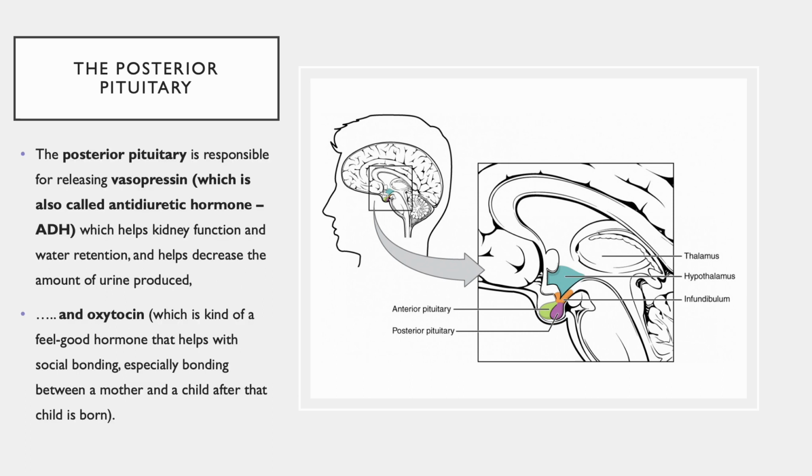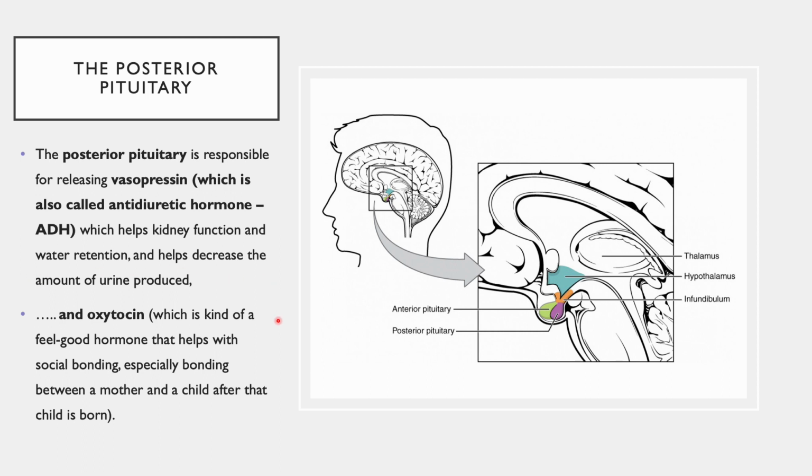The posterior pituitary is a part of the brain, and there are specialized neurons that live in the hypothalamus that synapse onto cells in the posterior pituitary. The posterior pituitary, shown here in purple, is really important for releasing neurohormones. There are two types of neurohormones we're going to discuss in this class, including vasopressin, which is also synonymous with antidiuretic hormone, and oxytocin. You've probably heard of both of these, but vasopressin helps with kidney function and water retention, and it helps decrease the amount of urine that we produce.